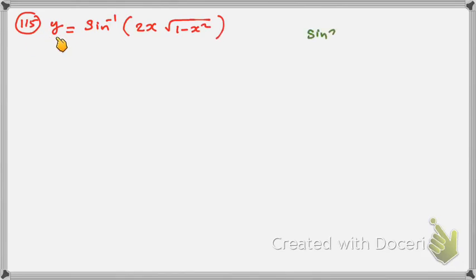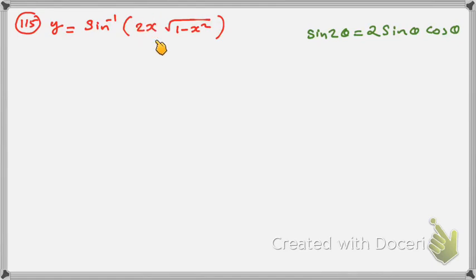Next one, 115, y is equal to sine inverse of 2x into root of (1 minus x square). In this question, there is sine inverse outside, so the inside expression should reduce to something in sine. So what sine formula matches with it? I have sine 2 theta is equal to 2 sine theta cos theta. I know that 2 sine theta cos theta would reduce to sine 2 theta.